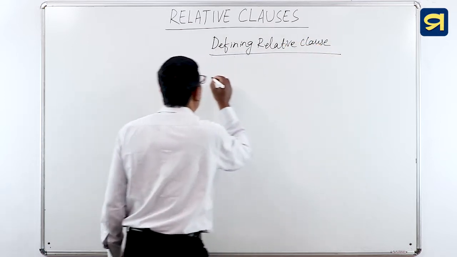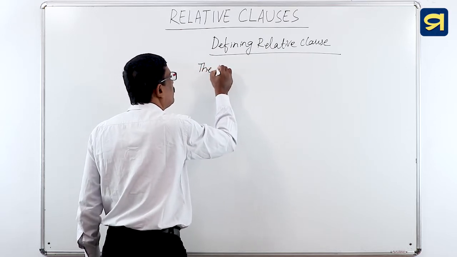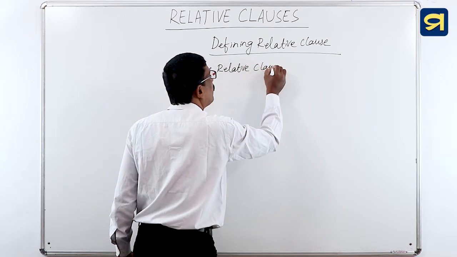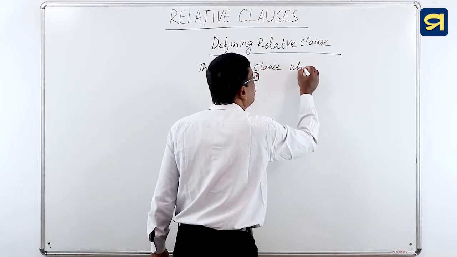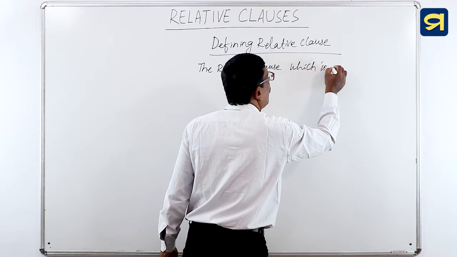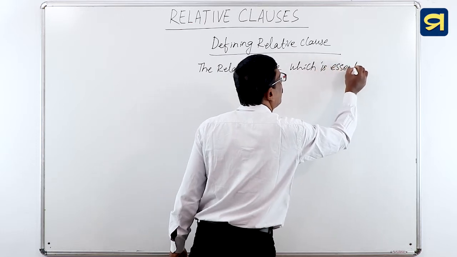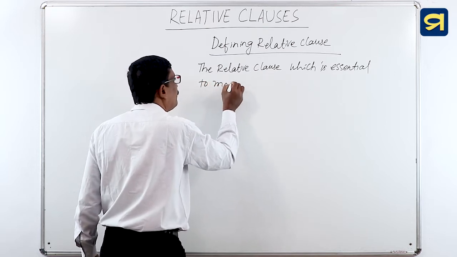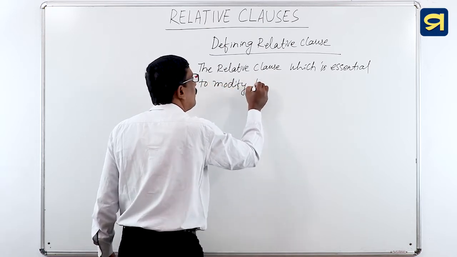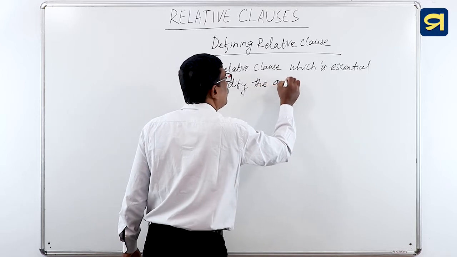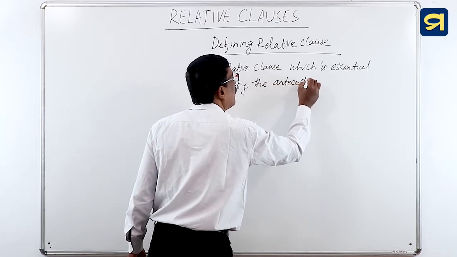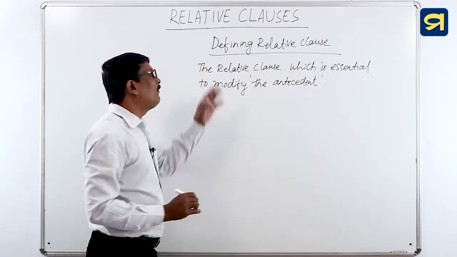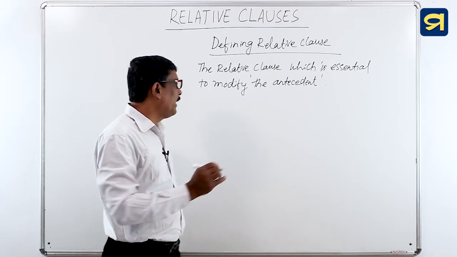The relative clause which is essential to modify the antecedent is called defining relative clause. We will take an example.